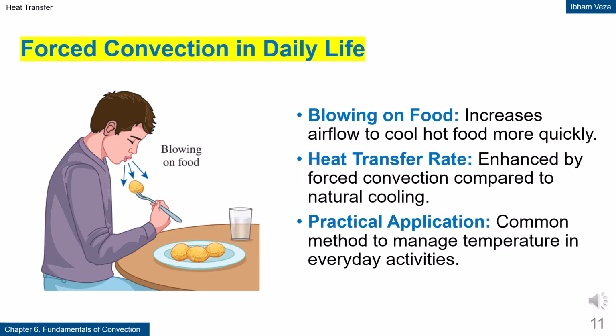Forced convection in daily life. The example of blowing on hot food shows how forced convection works in daily life. The imposed airflow increases the heat transfer rate from the food surface to the surroundings. As the flow velocity increases, the thermal boundary layer becomes thinner. This causes the temperature gradient near the surface to become larger. As a result, the food cools much faster compared to natural cooling.